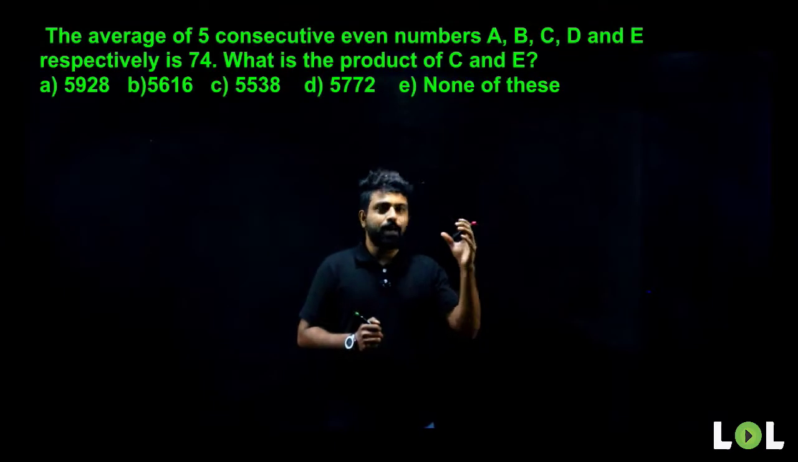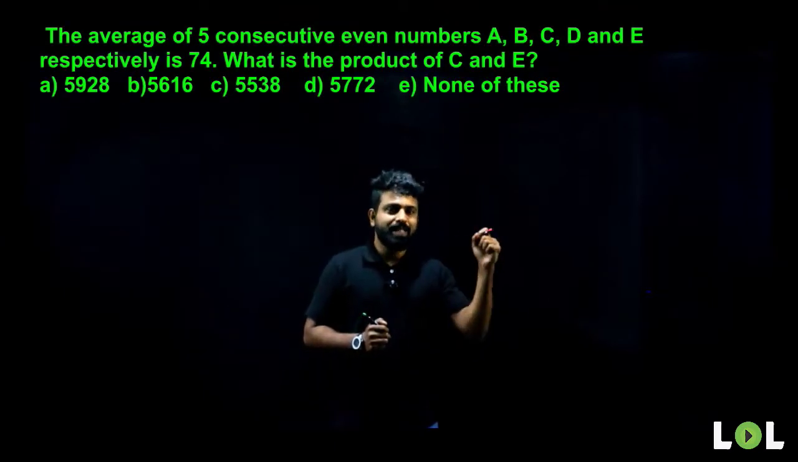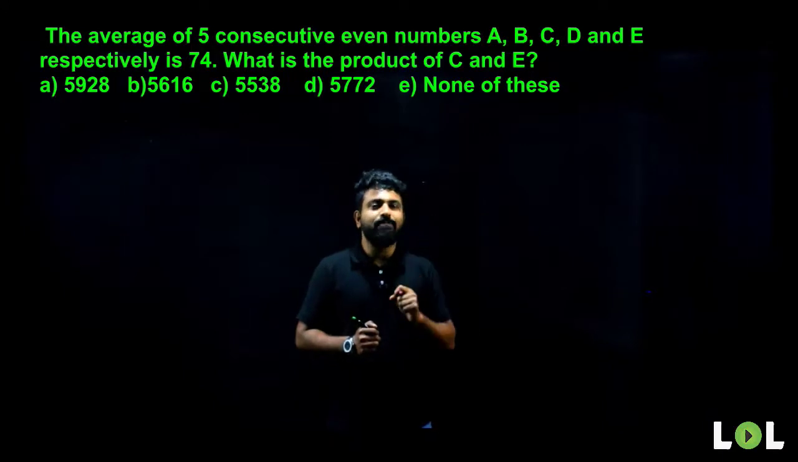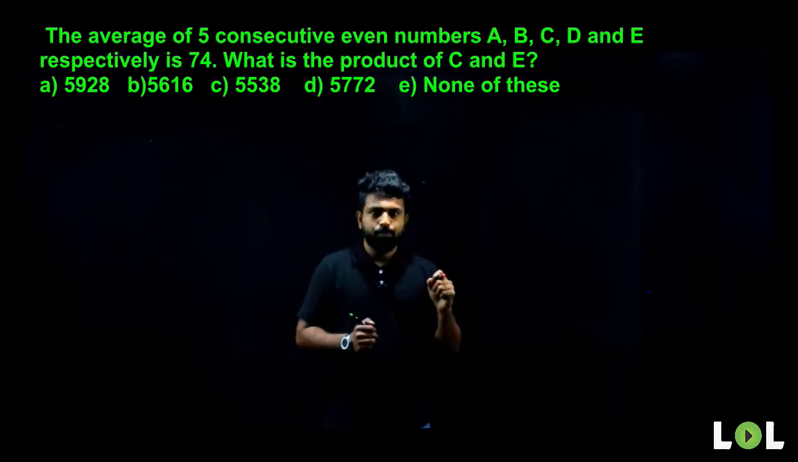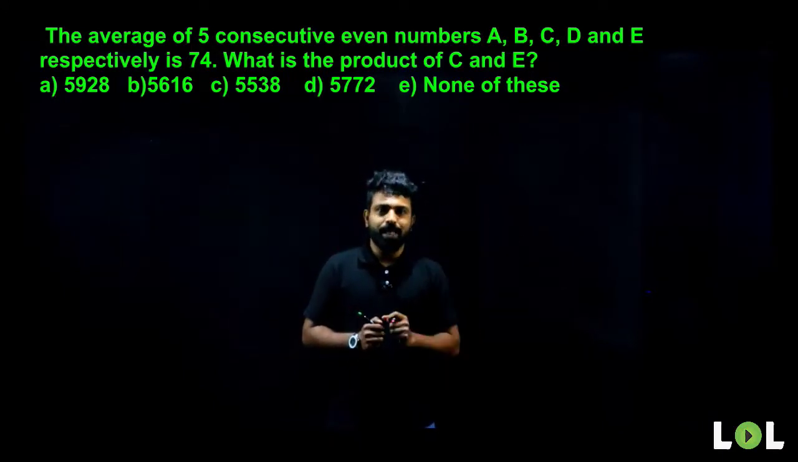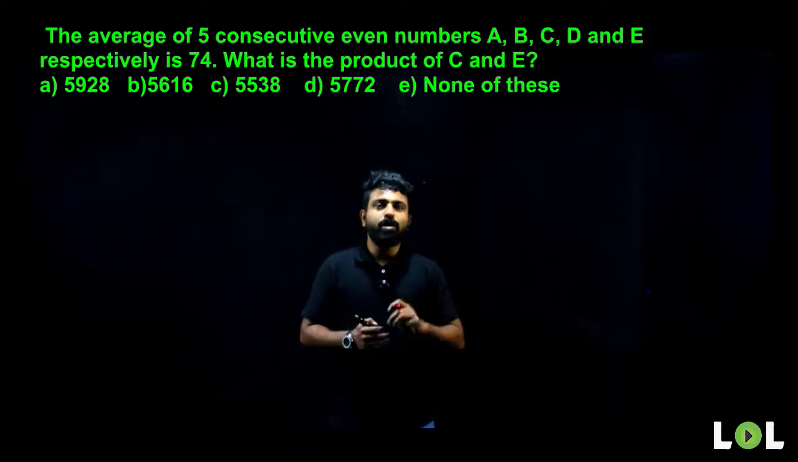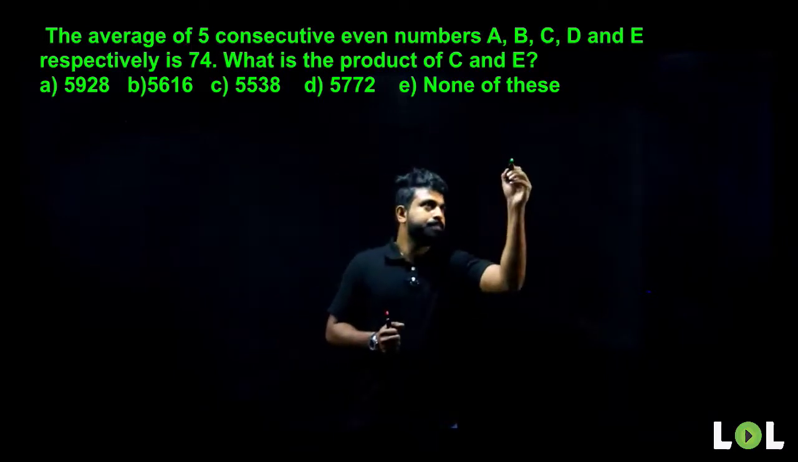The average of 5 consecutive even numbers A, B, C, D and E respectively is 74. What is the product of C and E? Now first, let us solve it using the general method.